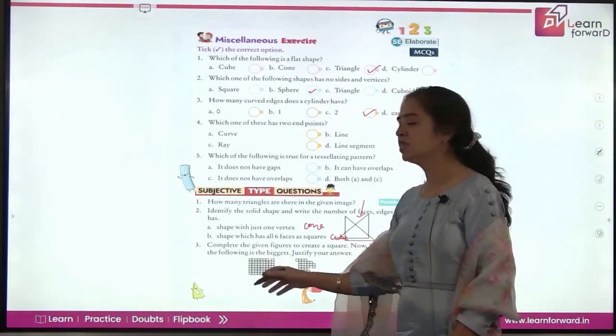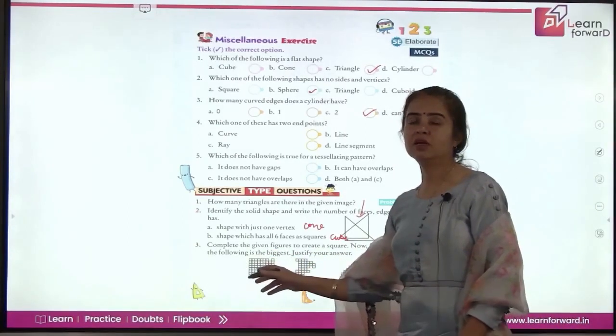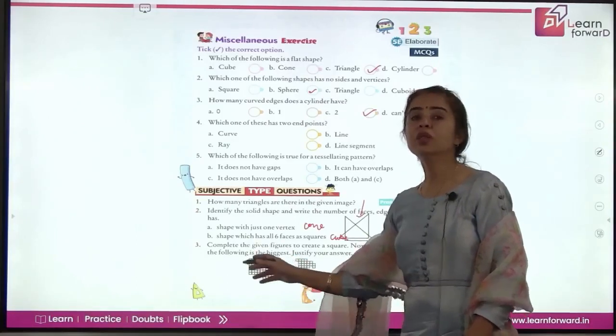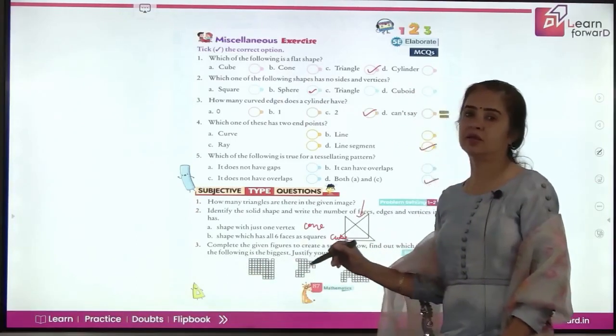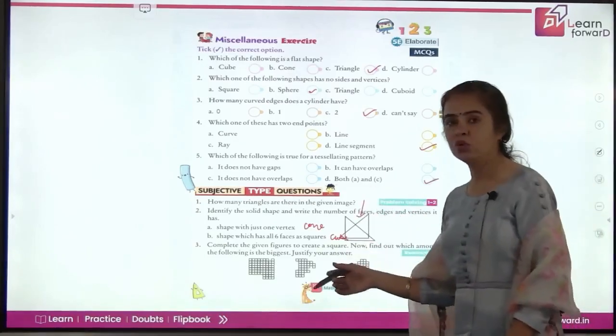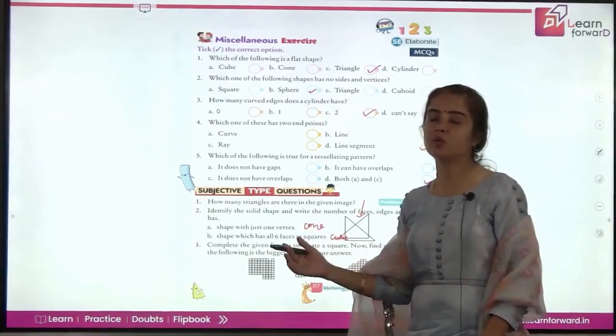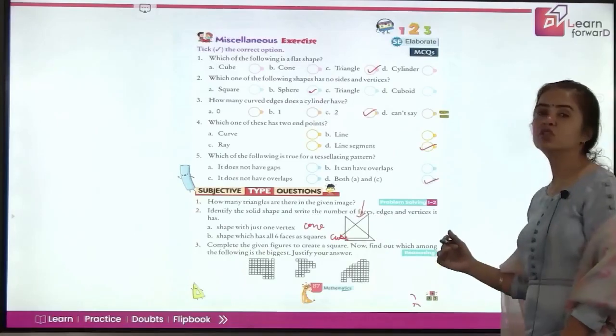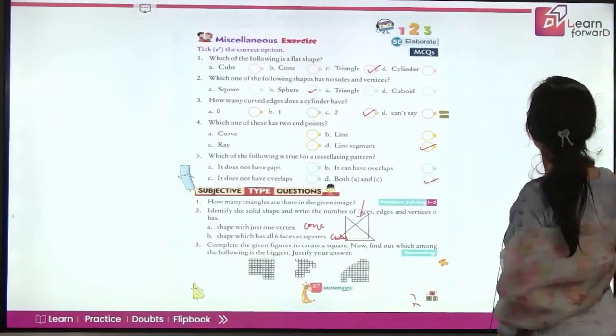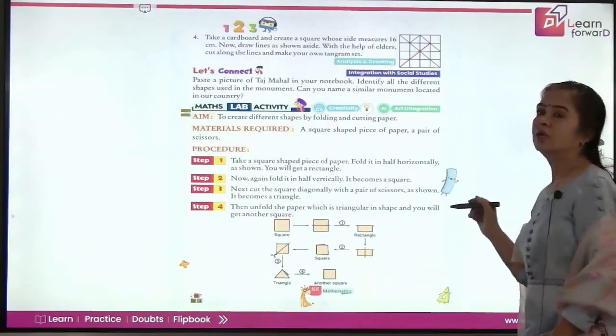So, you will just complete these patterns by making small squares here so that you get a square, right? If you need to add more rows or columns to create a square, do so and find out which of these is the biggest square, children. So, this is for you to do.